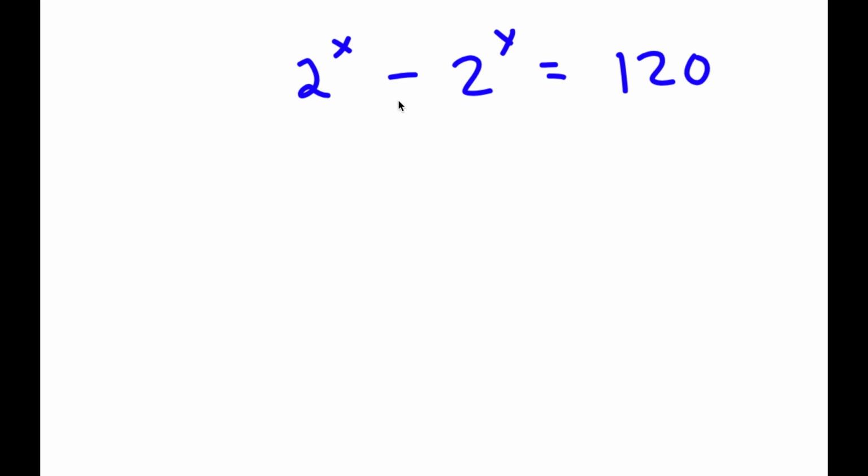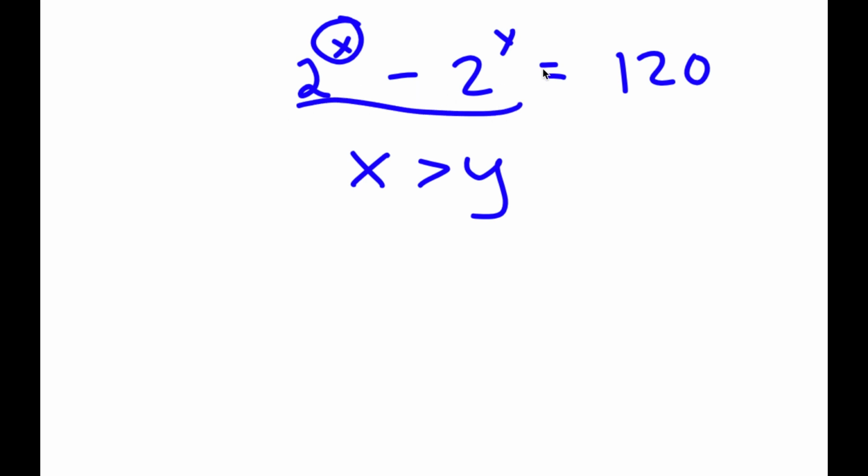Alright, so in this problem, I have 2 to the power of x minus 2 to the power of y is equal to 120. So just looking at this problem, we can see that x is going to be greater than y. And this is because if x were less than y, then this would result in this here equaling a negative number. But because x is greater than y, this is why it's going to equal a positive number.